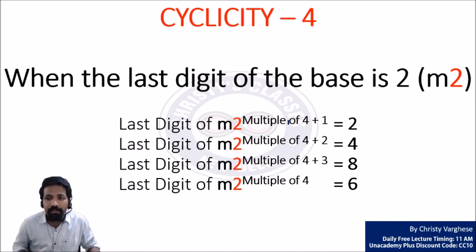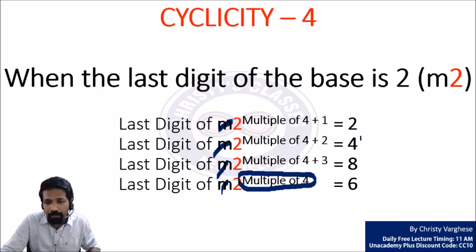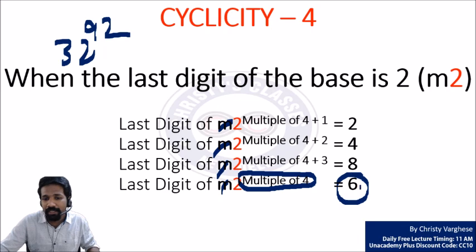If the last digit of the base is 2, whatever is before that does not matter. That is why I am writing it just like an M. Now the power can have 4 varieties. Start from here. Multiple of 4 is the 4th variety. That means power being multiple of 4. For example, if it was 32 raised to 92, the answer would clearly be 6.